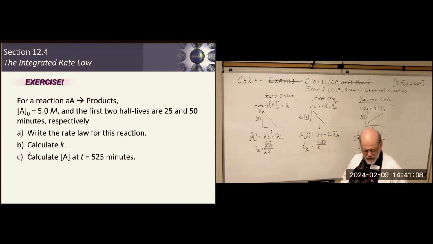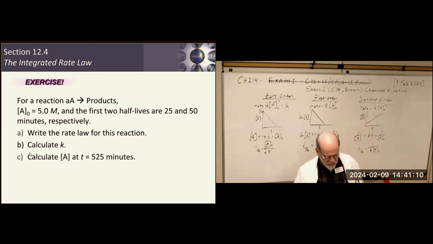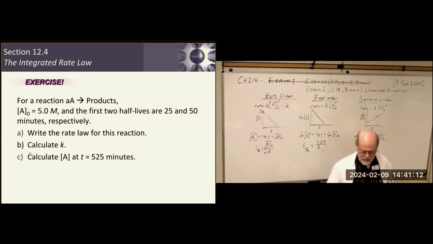All right, so let's see what we got here. We're going to say take A to products. A0 is 5 molar, and the first two half-lives are 25 and 50. All right, so let's make a table out of this one.